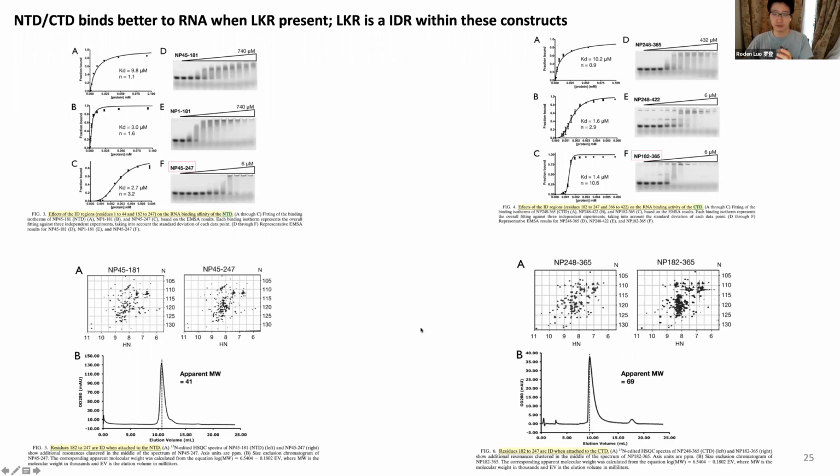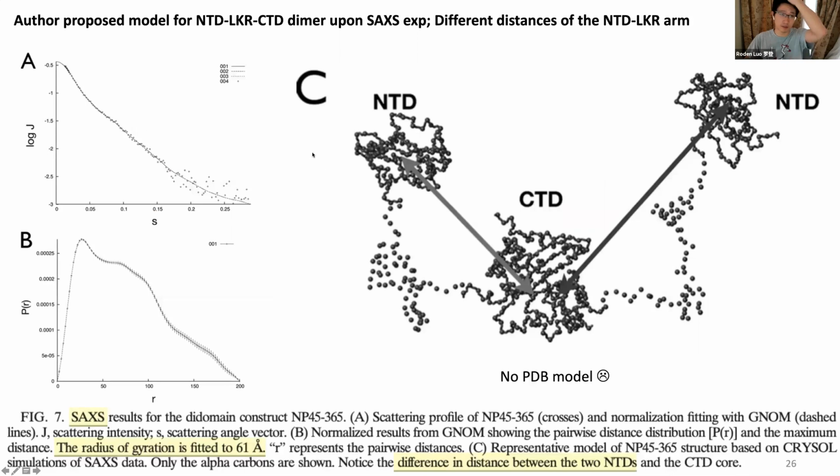And the bottom 2 figures show the LKR region is an intrinsically disordered region, even within those constructs. It is linked to the CTD or NTD, it's still IDR. Then the author proposed a model after they did some SAXS experiment, the results are here. The model is like this, the CTD dimer in the middle.